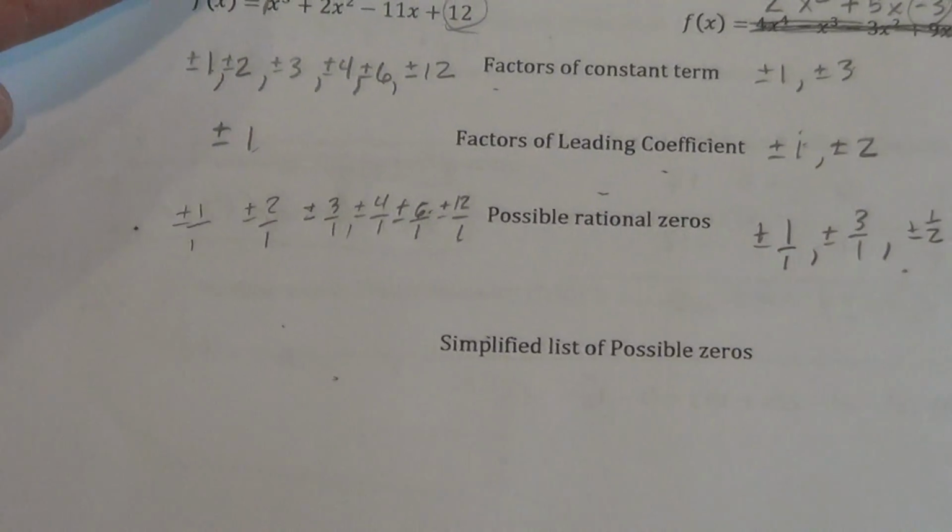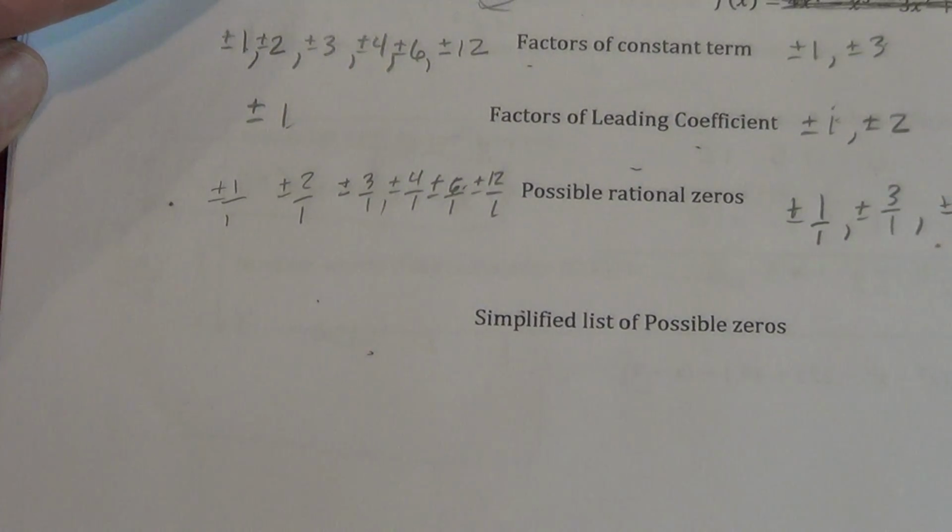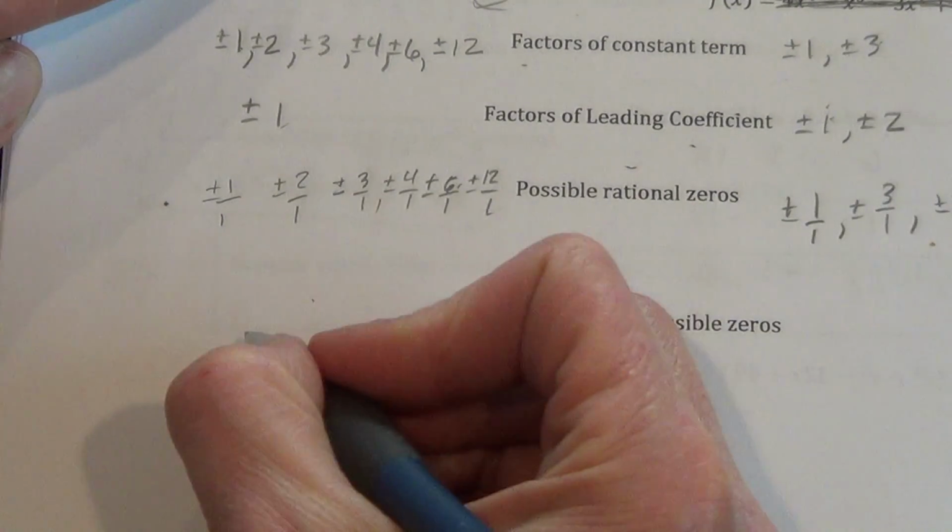Now we go ahead and we simplify further. We get rid of the fractions where we can and just write the whole number. So 1 over 1 is equal to 1.